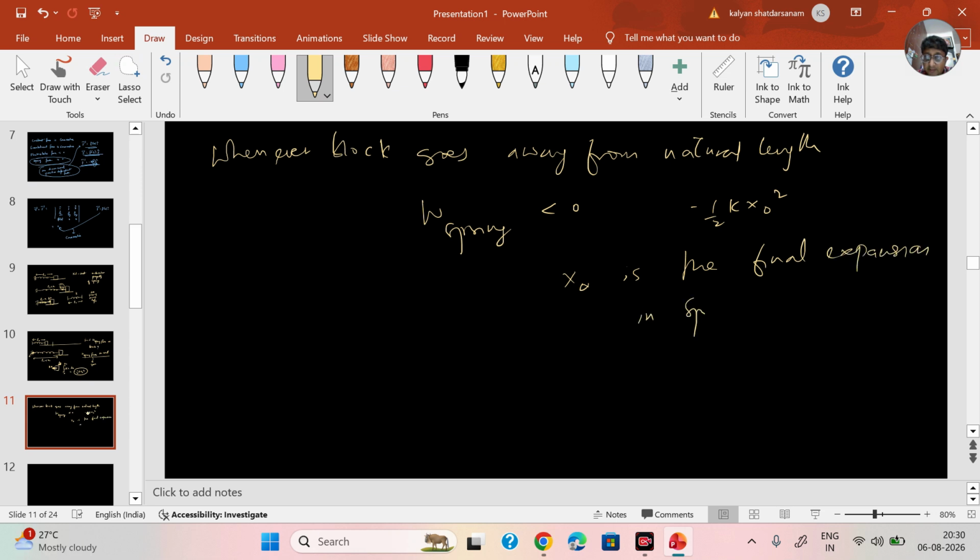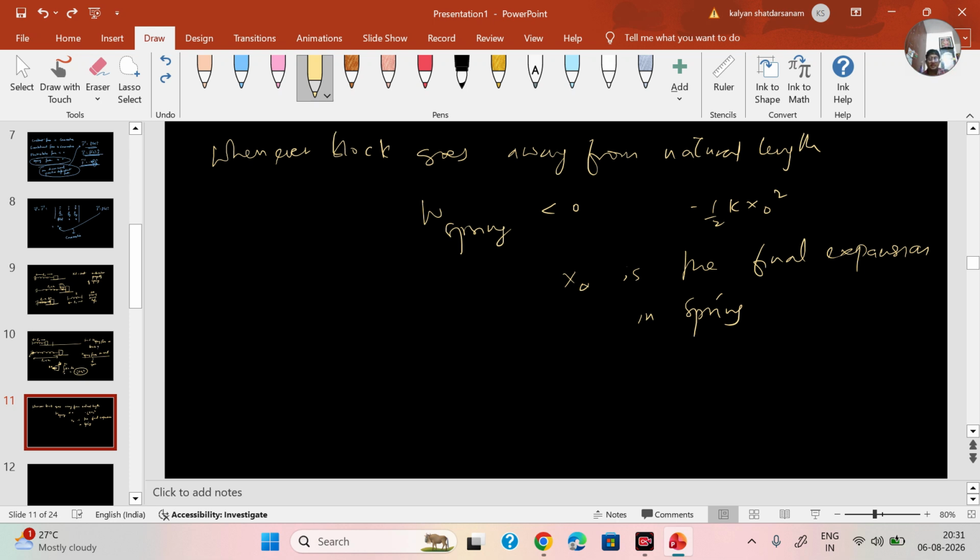Very important result. So when spring is going away from natural length, means either it is expanding or it is getting compressed. Even when it is getting compressed, what happens? Spring will exert a force to the right on the block, but displacement is to the left. So work done will be negative in that case also. So whenever spring is going away from natural length, the work done by spring on the block will be negative. The work done by spring on the wall will be zero.